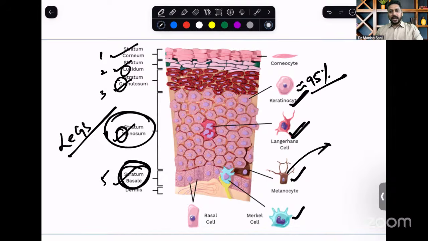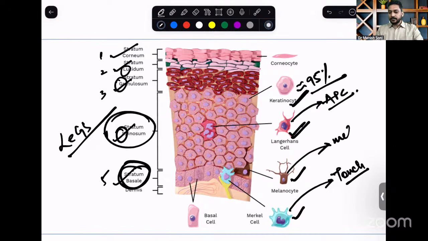Melanocytes synthesize melanin, while Merkel cells are helpful in carrying touch sensation. So these are touch receptors. While Langerhans cells are antigen presenting cells. So these are a few important points related to these layers and the cells of epidermis.